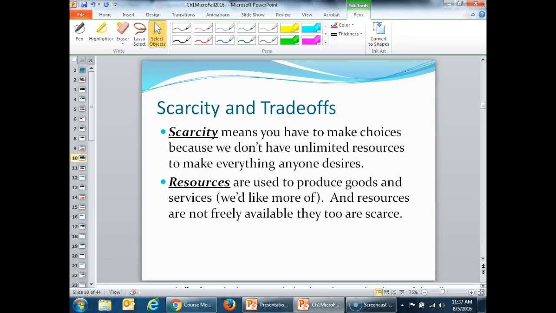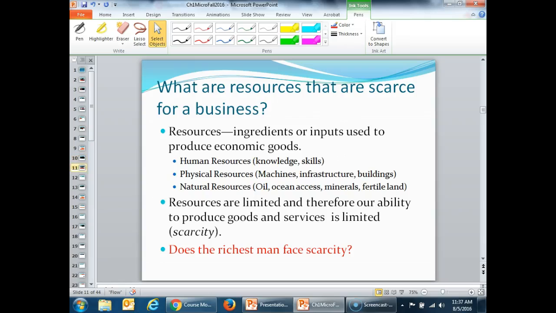So let's talk about what is a resource. Resources are inputs, or anything that is used to produce goods and services. In general, resources such as land, labor, some of those things, they are not freely available. So resources are ingredients or inputs used to produce economic goods.